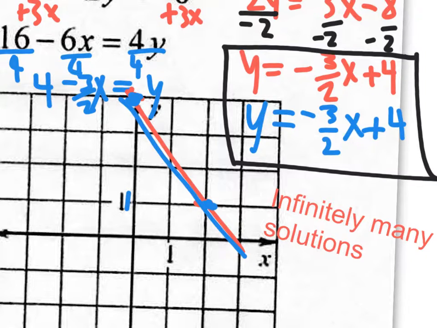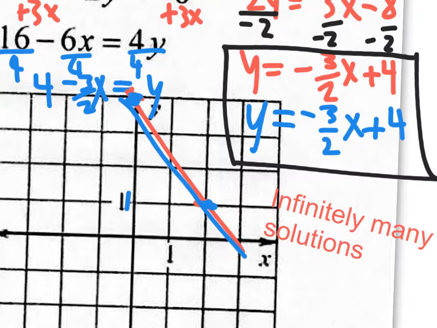Of course, you could go back and classify all of these. We've already had previous videos on classifying. This would be called a consistent dependent. Consistent dependent is when they're right on top of each other. When they intersect at one single point, that's consistent independent. When they're parallel, that would be inconsistent.